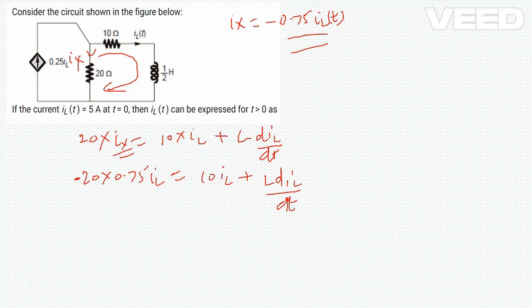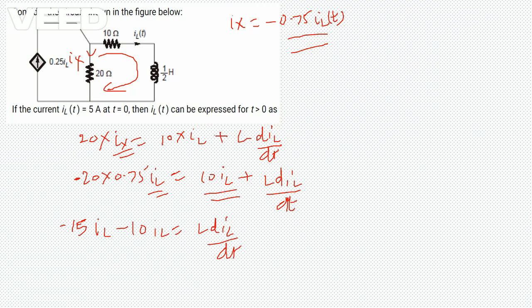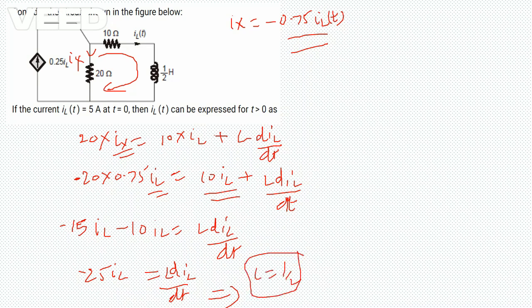Now what you can do here is take all the IL terms this side, and here you get minus 15 IL minus 10 IL is equal to L dIL over dt. So again if I write it, it becomes minus 25 IL is equal to L dIL over dt. Now proceeding further, putting the value of L equal to half, you get half dIL over dt is equal to minus 25 IL, or dIL over dt is equal to minus 50 IL. So this is what you get.